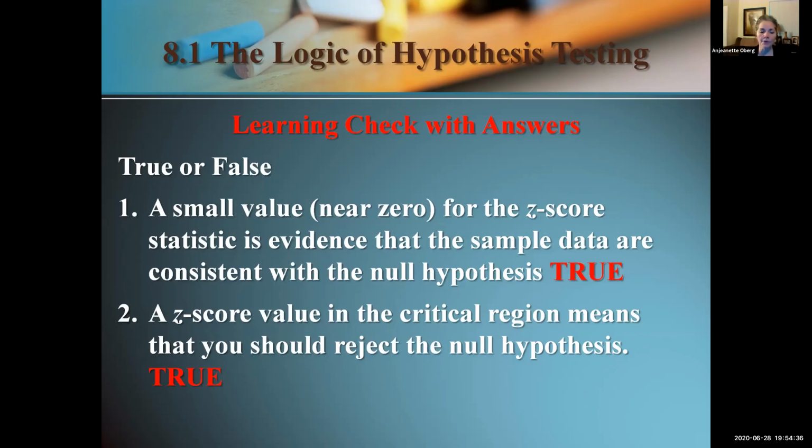Okay. Number two, a z-score value in the critical region means that we reject the null. Yes. So in the middle, we fail to reject the null. In the critical regions, we reject the null. This is greater than 5% probability. This is less than 5% probability. This is not statistically significant, just like the rest of the population. This is statistically different, significantly different from the rest of the population, okay?